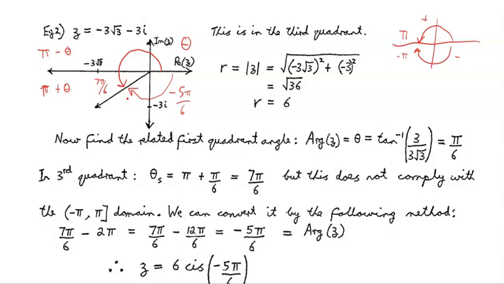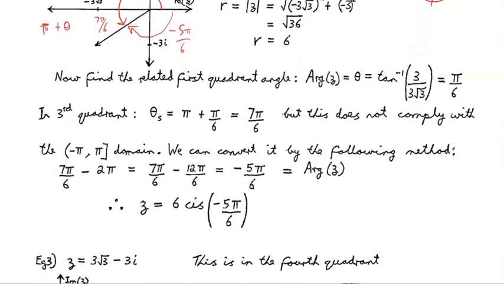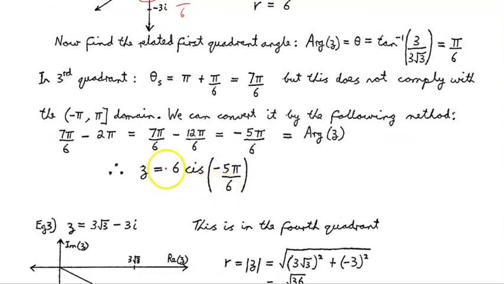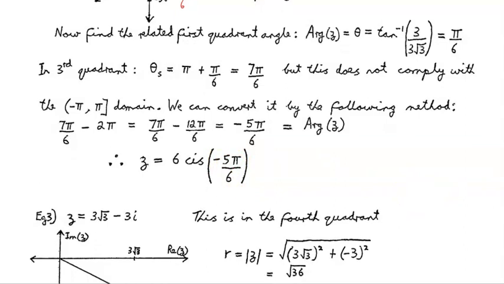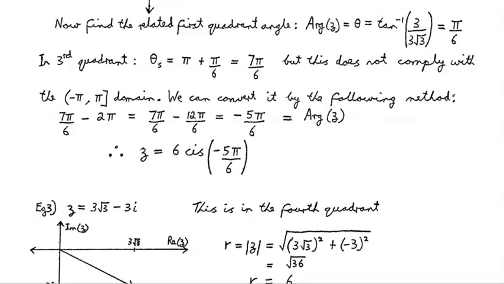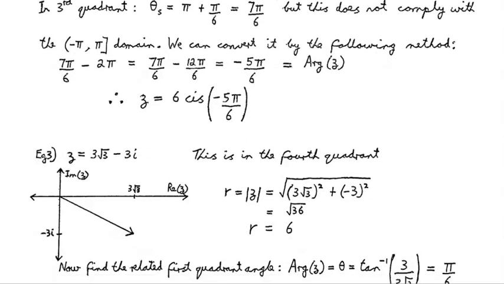That's our principal argument of Z. And so our complex number here is Z equals 6 times cis of minus 5 pi on 6. That restricted domain from 0 to plus pi or 0 to minus pi must be taken into account. Let's have a look at another example.